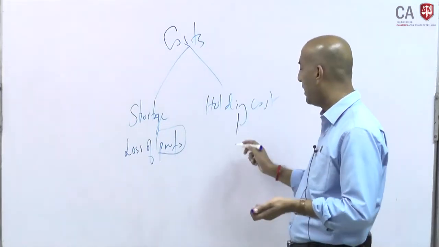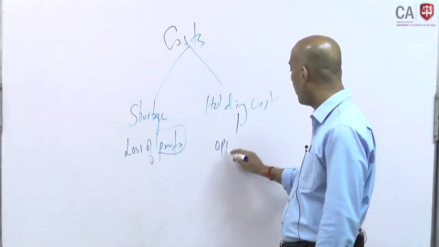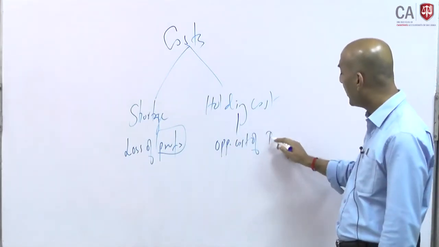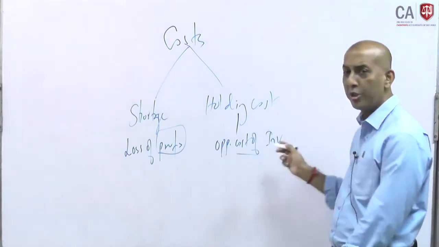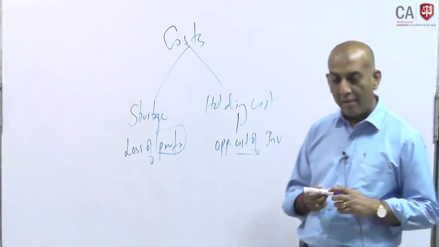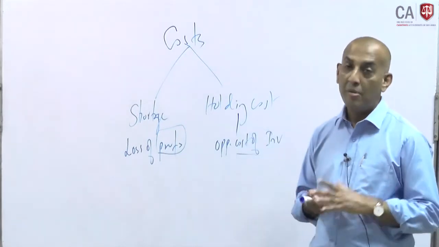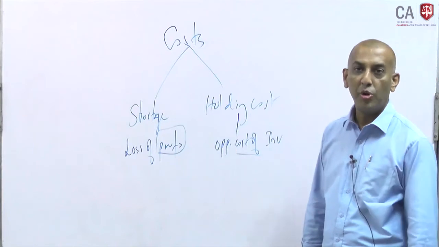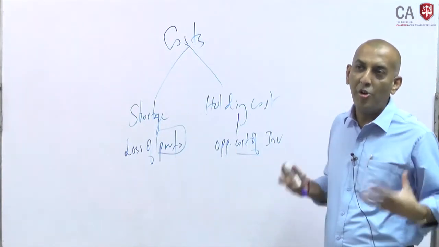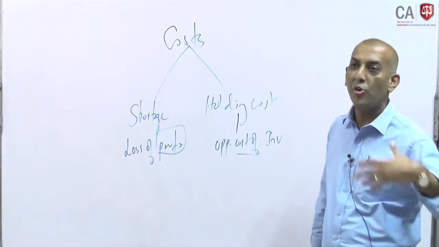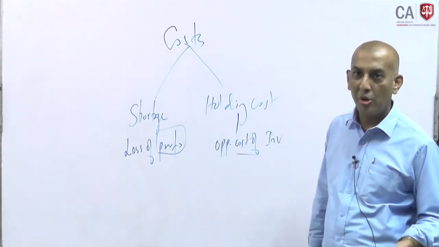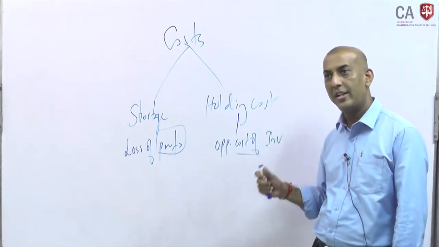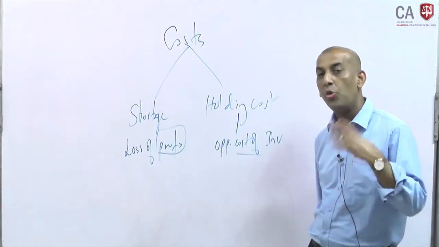Holding cost is the opportunity cost of your investment. If you say you have invested 10 million rupees in inventory, say at 20% holding cost, then on 10 million investment you incur 2 million. 10 million you have invested, and 20% opportunity cost means 2 million you are incurring.